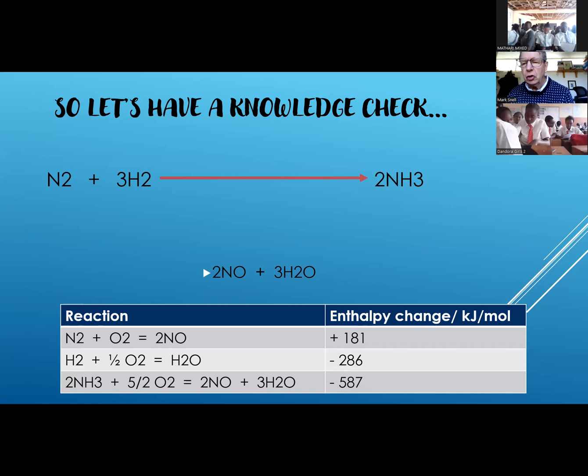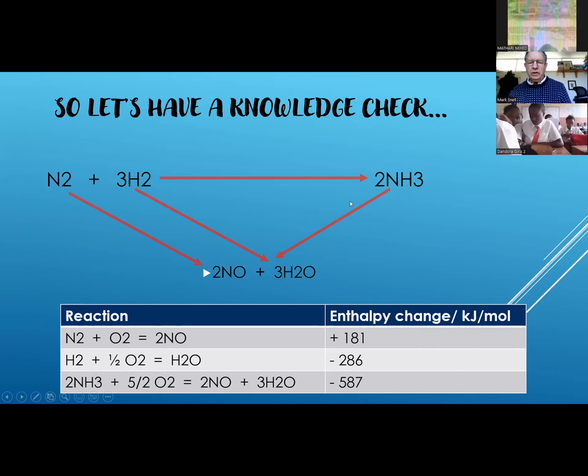So if you're not quite sure, we have these arrows. We have from ammonia down to nitrogen monoxide and water. We have one from nitrogen to NO and from hydrogen down to H2O. Now the one on the right here is going the wrong way, so it will need to be reversed. But from ammonia down here is this bottom equation, which is negative 587. If we reverse it, it will be positive 587. Okay, so that's what we've got so far. Got a few more minutes.